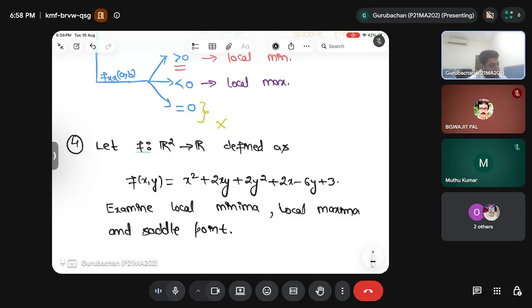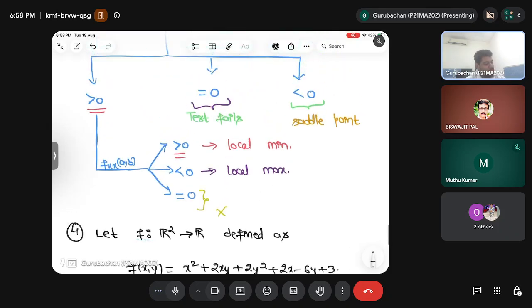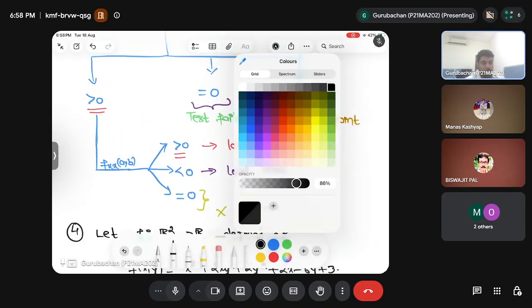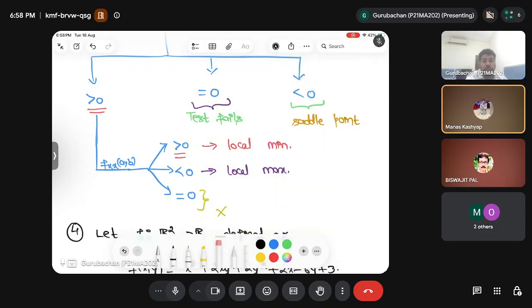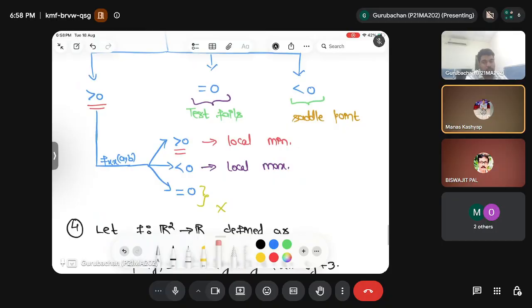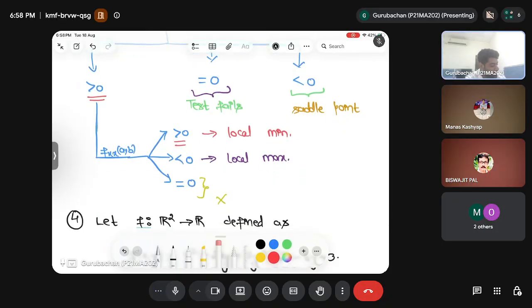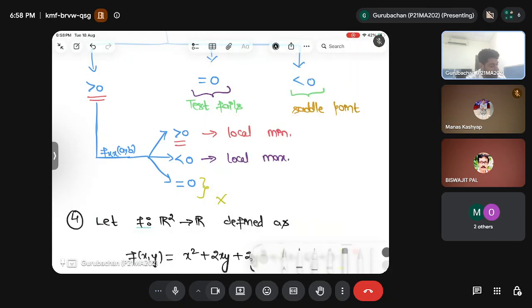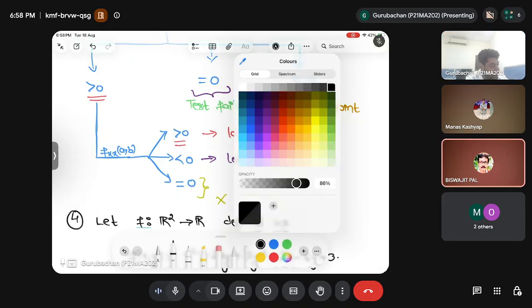Can anybody tell me if we made some mistake in this case or conclusion of this case? You are saying something, Manas? Saddle point. It has a saddle point at minus 5, 4. See, the point is that this case will never appear. Sir, simultaneously it cannot happen. Yes, this cannot appear.